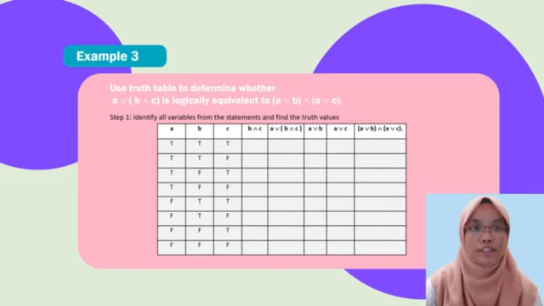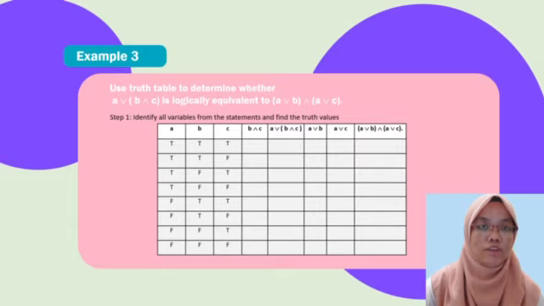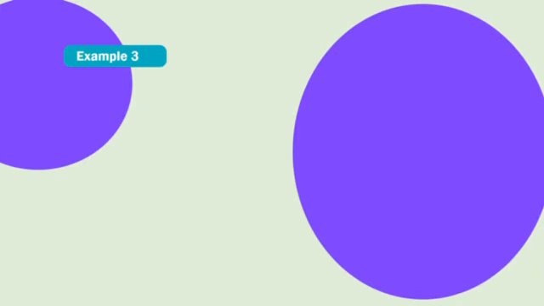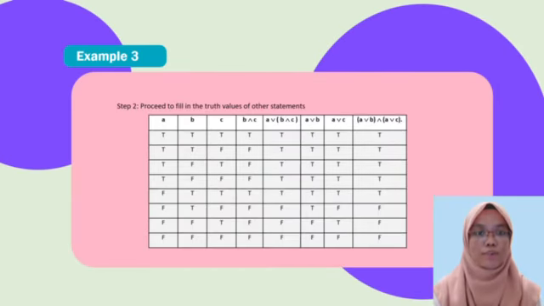Next, we can divide these statements into parts, which means to derive a smaller statement from the original statements to make it easier to find the final answer. We have B and C to help find the truth value for the first statement, and we have A or B and A or C for the second statement. Next step, we can proceed to fill in the truth values of the other statements.